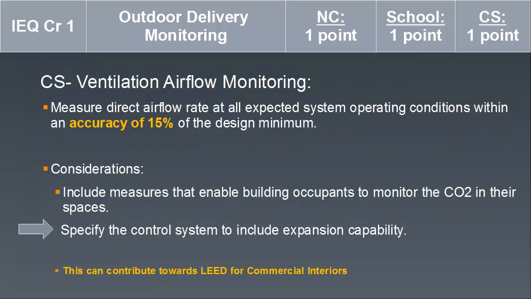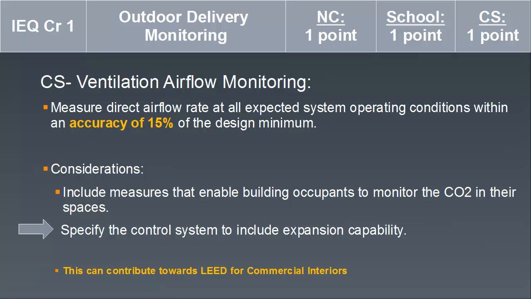Core and Shell ventilation airflow monitoring includes measuring the direct airflow rate at all expected system operating conditions within an accuracy of 15% of the design minimum. Remember that accuracy percent, it is important. It's one of those things that can be tested on. Once again, that's why it's in yellow. So it's within an accuracy of 15%.